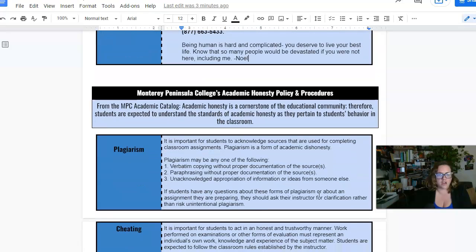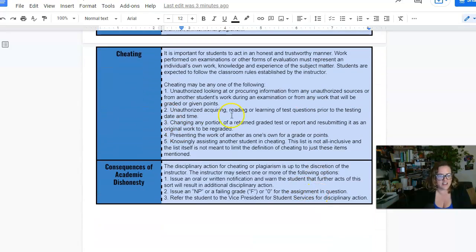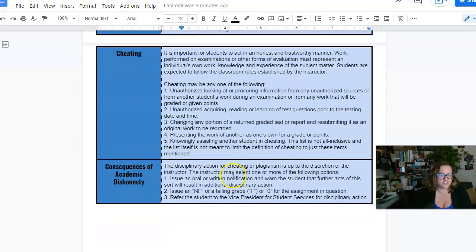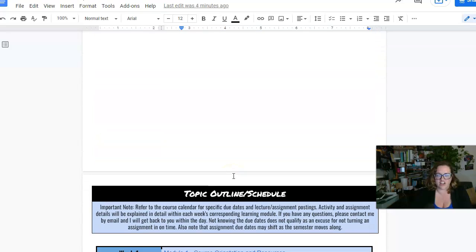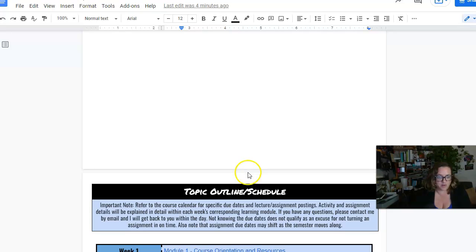Okay, here we go. So here's a bunch of things that MPC is very big on: plagiarism, cheating, academic dishonesty. The thing I see the most is when people turn in Google Docs and it's very obvious that they just copied and pasted from someone else's Google Doc. Don't do that. Just do the assignment. They're not that hard, I promise.